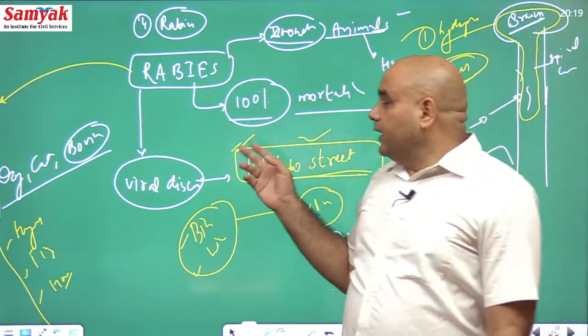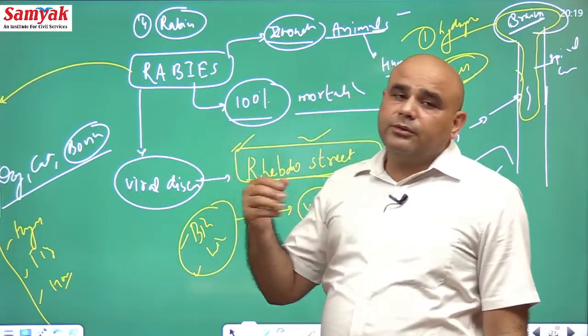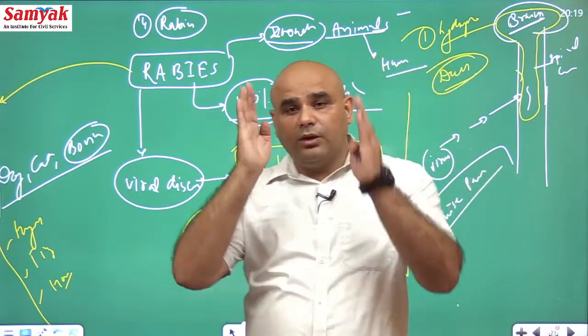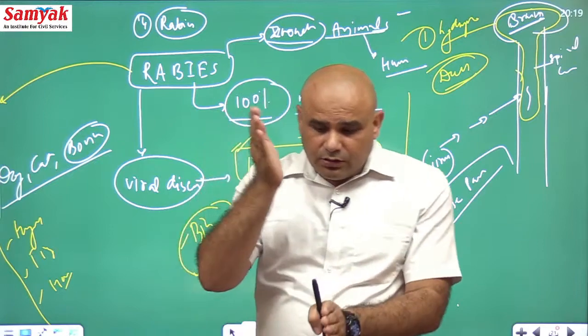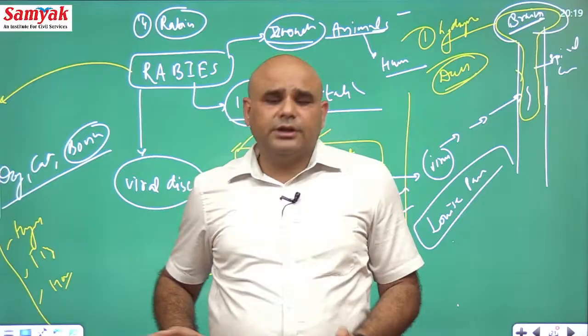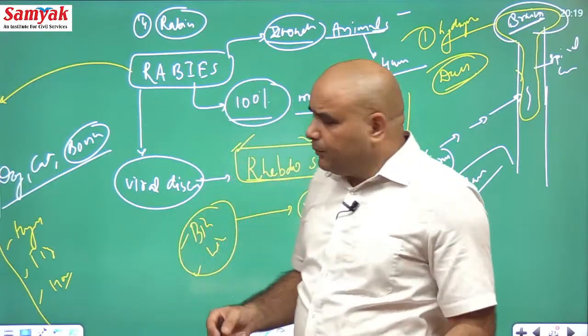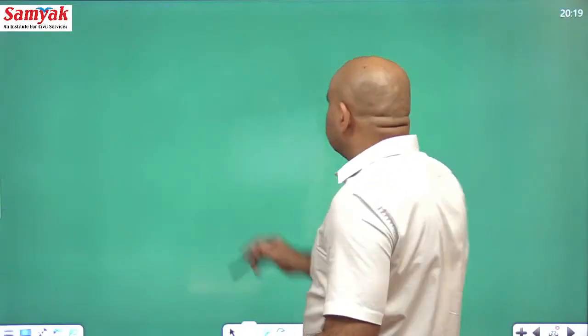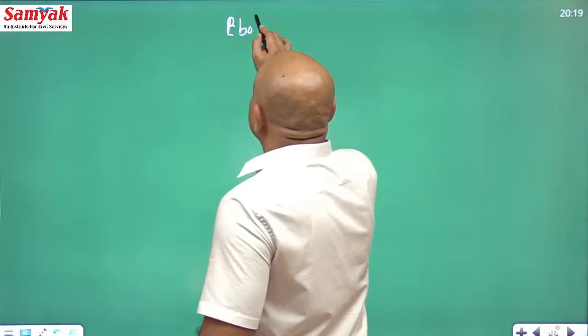Now see, whenever you are talking about rabies or about serum of rabies, you have to remember one thing. This is not a surety of treatment, but this is the line of treatment which is provided to the patient. Now, one more example of zoonotic infection is Ebola.